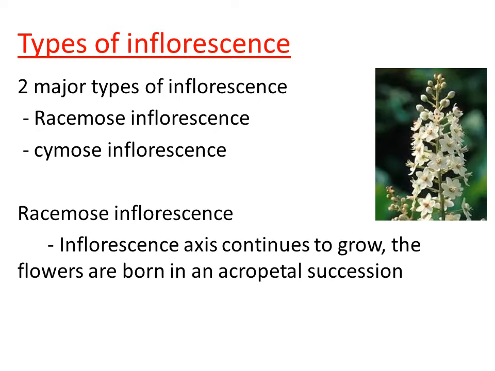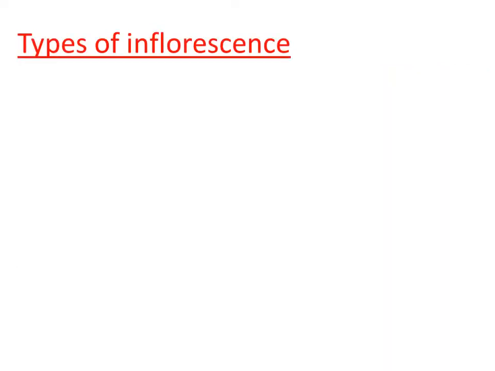So this is the characteristic feature of the racemose inflorescence. And let us have a look at cymose inflorescence. What do you mean by cymose inflorescence? Cymose inflorescence is just opposite to the racemose inflorescence, because we have seen that in the racemose inflorescence, the inflorescence axis continues to grow, right? But in the case of cymose inflorescence, the tip of the axis ends with a flower.